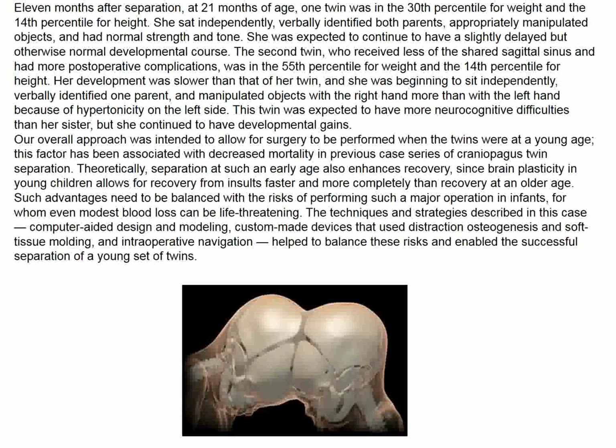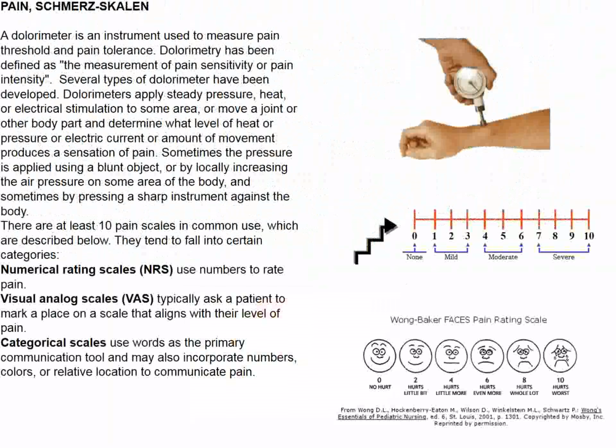So 11 months after separation and at 21 months of age, the development of the twins is not entirely the same, but they both seem to have a crack at having a relatively normal life after this operation, although they each spent a long, over a year in the hospital before they were able to go home.